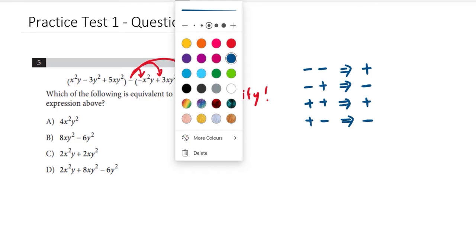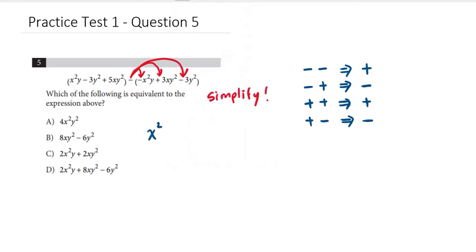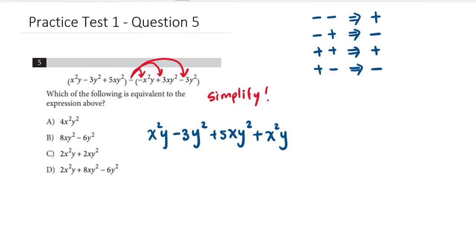So here we go. x squared y minus 3y squared plus 5xy squared. This is negative, so that means it will be plus positive x squared y, negative positive, so that's negative 3xy squared, and negative positive 3y squared. Okay, so we're going to find the like terms and combine those like terms.